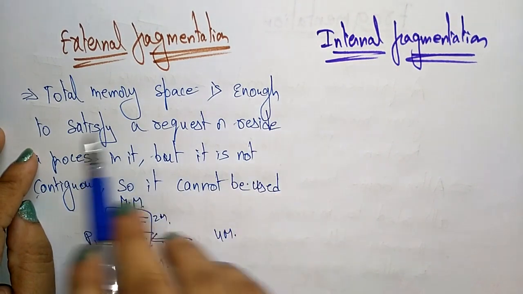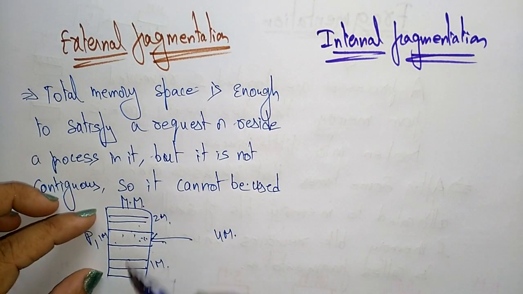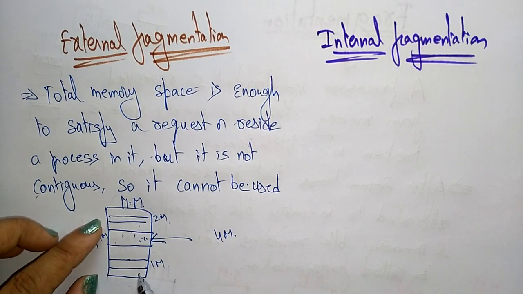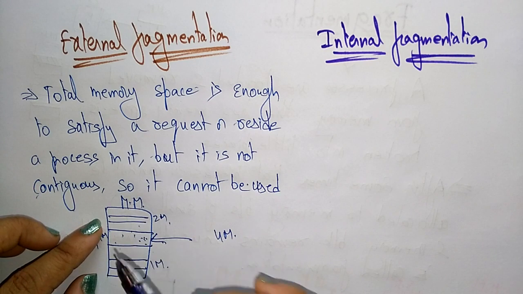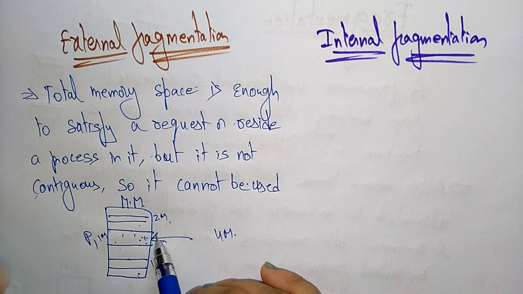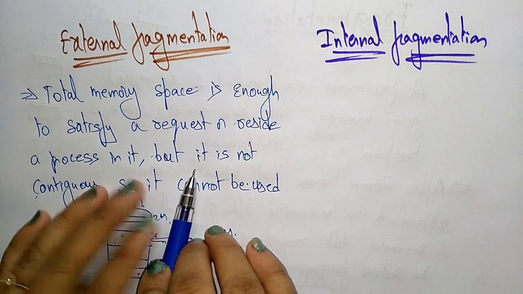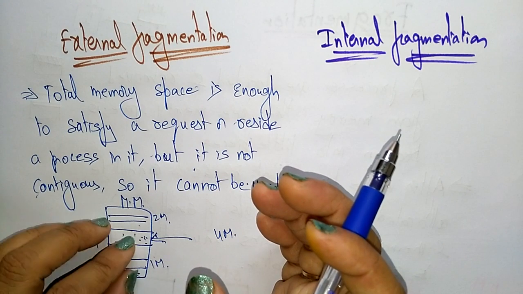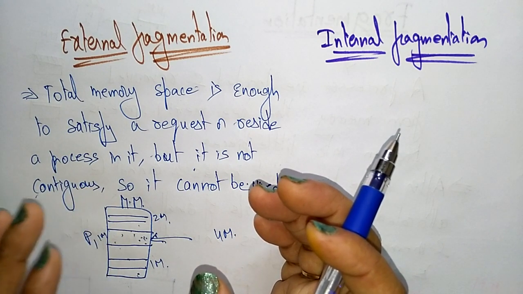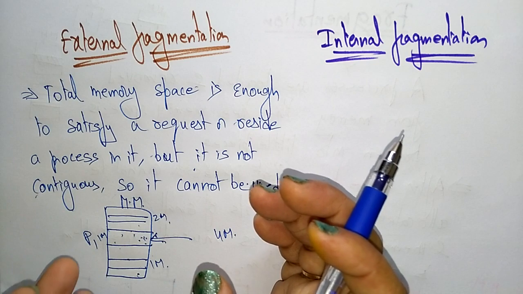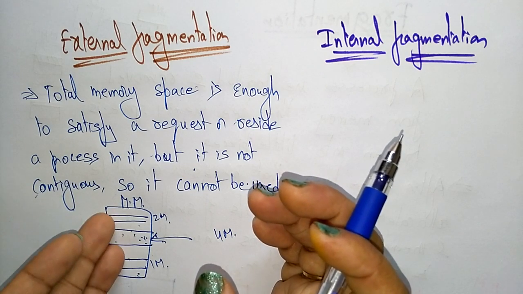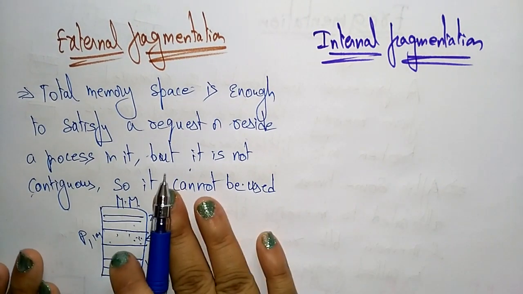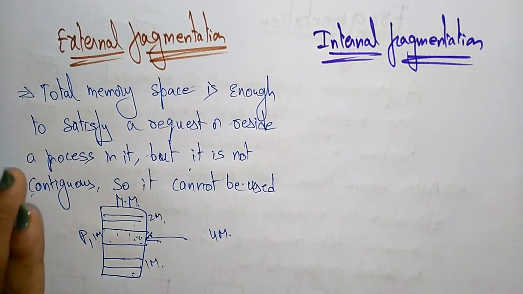The total memory space is enough to satisfy the request. There is space, the total memory space is there. But whatever process you want to store in main memory can fit, but it is not in a contiguous memory location. Whether the data is stored in a fixed or dynamic way, it is not contiguous, so it cannot be used. Whenever memory is left unused like that, you call it external fragmentation.